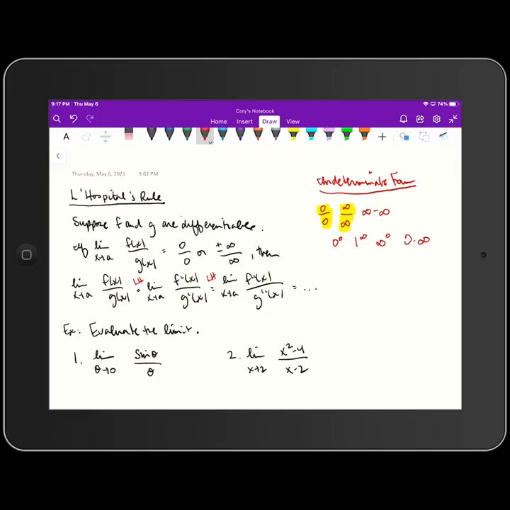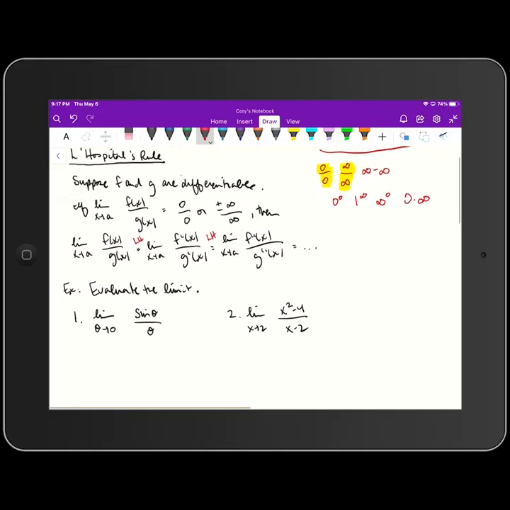That's going to be equal to the limit as x approaches a of f double prime of x divided by g double prime of x. And if we need to use L'Hopital's rule more than twice, so be it. You guys can just continue that process. Let's take a look at a couple of examples evaluating limits using L'Hopital's rule.